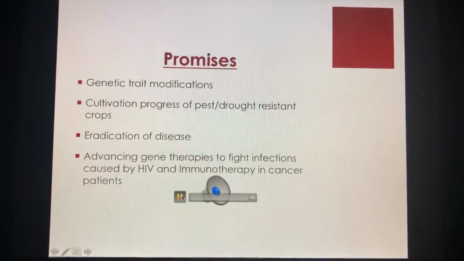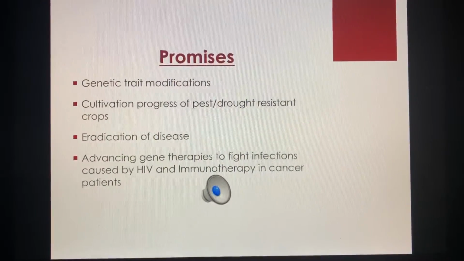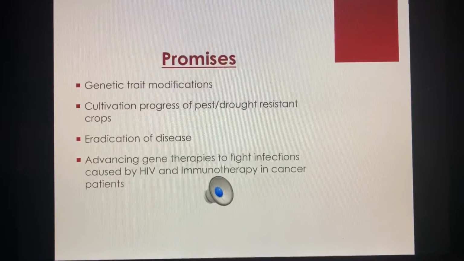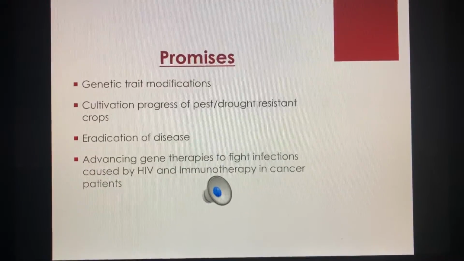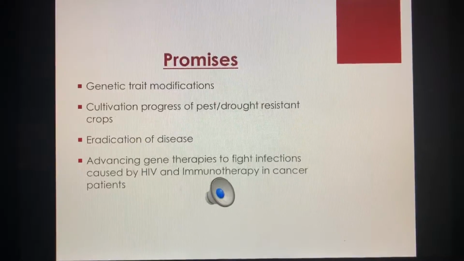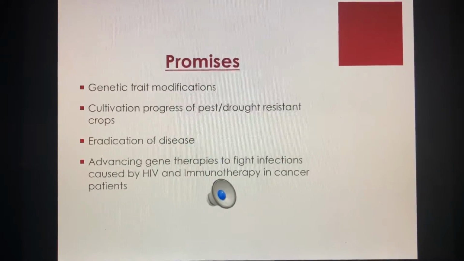So what is promised with the technology of CRISPR? This next slide just generally lists all of those promises. But scientists claim that parents would eventually be able to choose traits for their children, physical traits, or remove traits that are passed down from generation to generation.